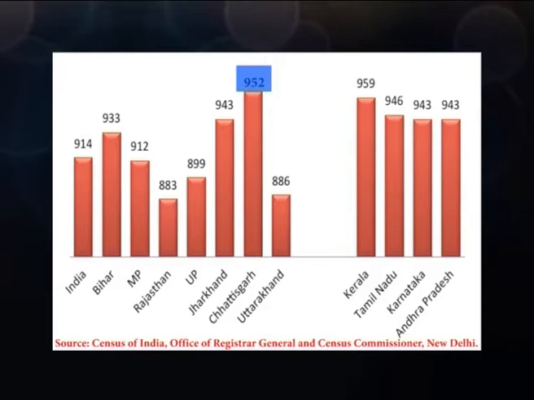The rest of the states have a child sex ratio much lower than it, and things are worse in the north than in the south. In the south, all the states have a child sex ratio above the national average, while in the north, Madhya Pradesh, Rajasthan, Uttar Pradesh and Uttarakhand have a child sex ratio lower than the national average. The child sex ratio in Rajasthan, Uttar Pradesh and Uttarakhand is even lower than 900 girls per thousand boys.